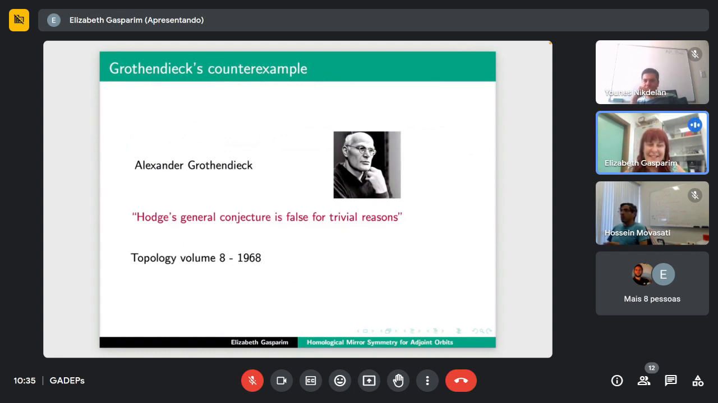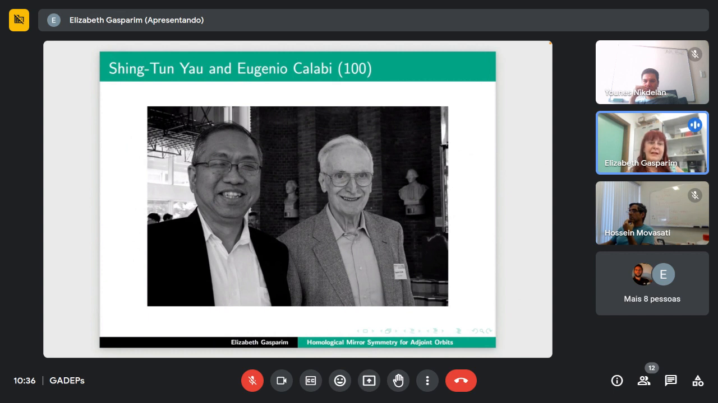So here's my favorite title of any paper in mathematics. I like this one very much. So Grothendieck has this paper, Hodge's general conjecture is false for trivial reasons. It's not a counterexample to the original conjecture, but for a more general version of it. But you will see, I will talk about a different conjecture, which is now for Hodge theoretical invariance of Landau-Ginzburg models, and there will be a similar situation where it was also proved false very soon after it was stated.